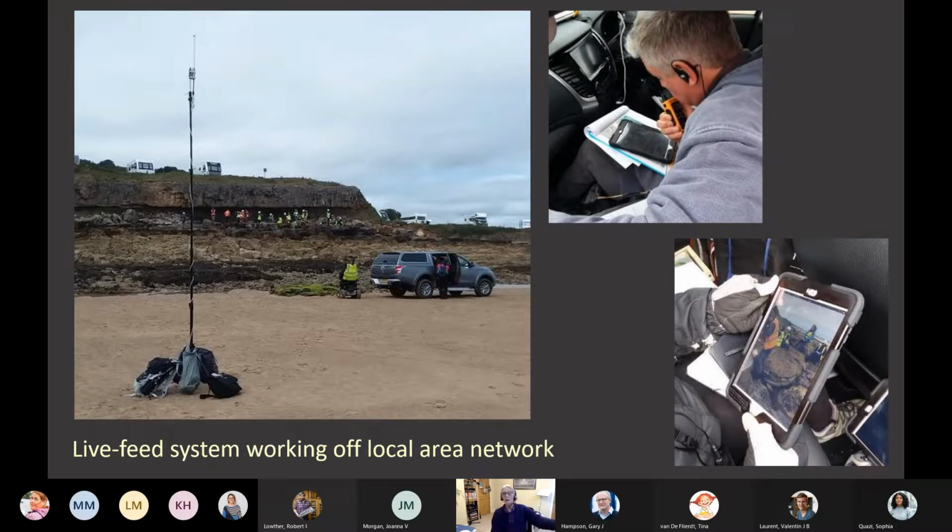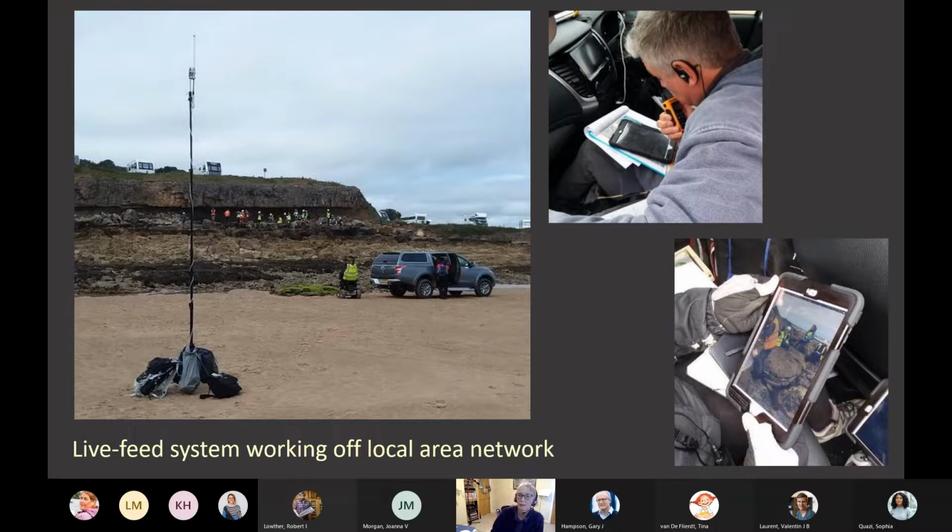We also had these local area networks set up, which are quite a simple system, but they do take time. And this is where the expertise from our OU colleagues was really helpful. What they are fantastic for is providing live pictures and sound. If you look in the bottom right-hand corner here, you can see a live image of what's taking place at the outcrop being transmitted to the student sitting in the vehicle, so they can see what is taking place at the outcrop.